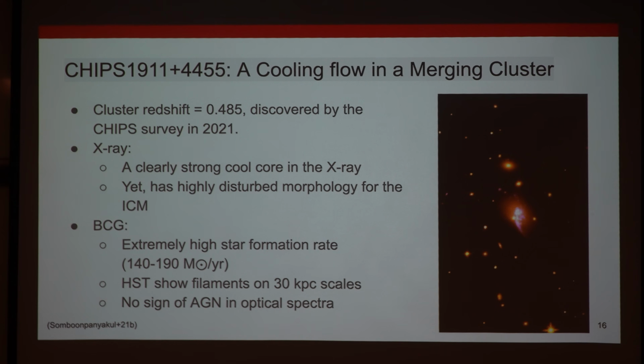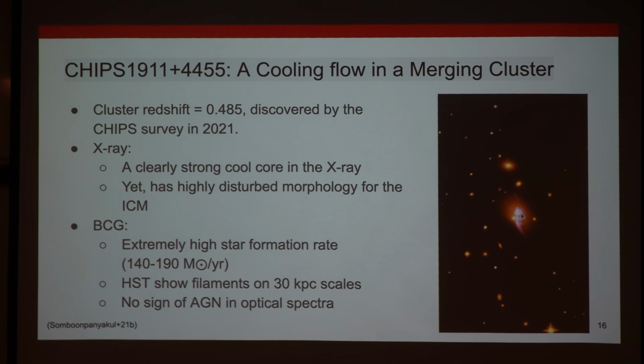Okay, so CHIPS1911+4455, I'm going to call it a cooling flow in a merging cluster. The cluster redshift is 0.485. It was discovered by the CHIPS survey in 2021, and the main property in the X-ray, I'll show you the X-ray image in the next slide, is that it has a very strong cool core in the X-ray, but the large scale morphology of the ICM, or the X-ray emission, is not spherical. It's actually extremely elliptical or disturbed. So we call it a highly disturbed morphology.